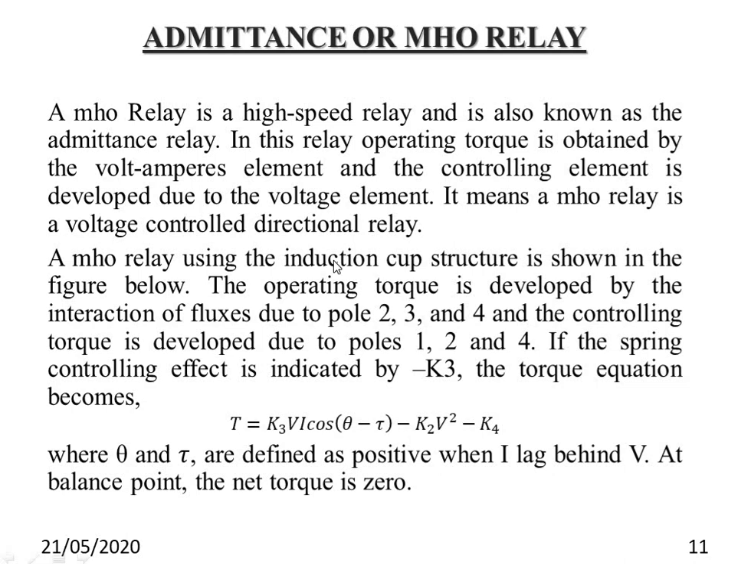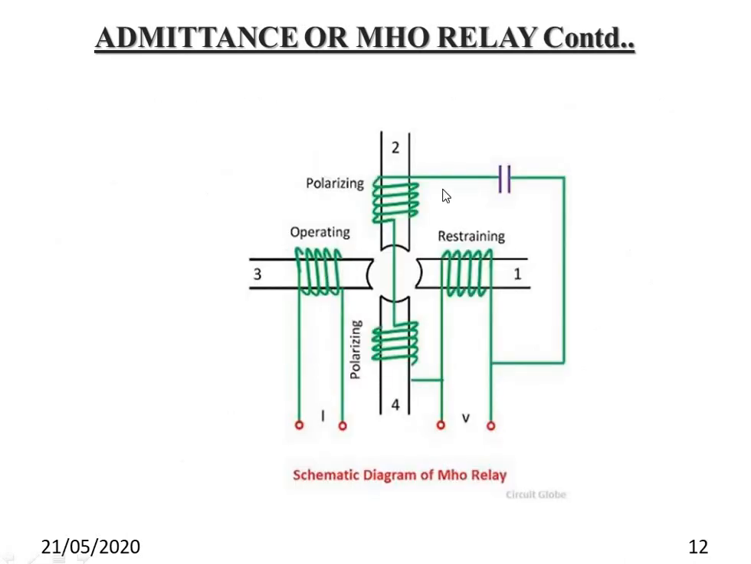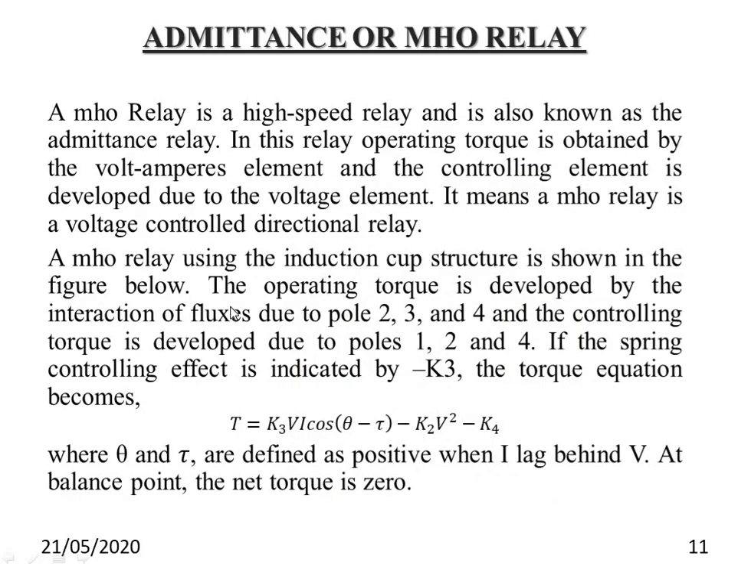Now a Mho relay using the induction cup type structure. Similar structure you can see here, this type of structure. Here only a capacitor is present with the polarizing coil, no resistance is present. So you can say the Mho relay using the induction cup structure is shown in the figure below.